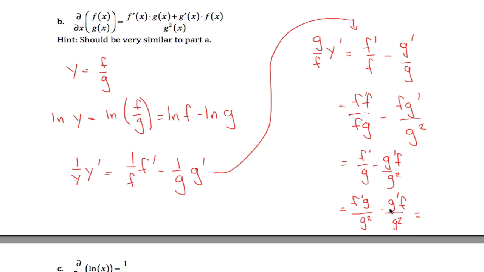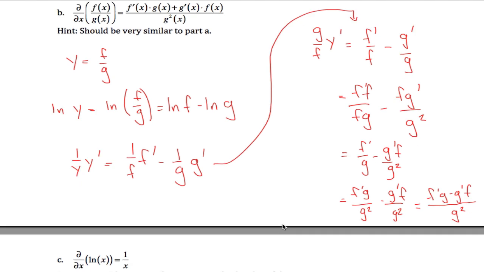So you get to here, and we can now write this as the quotient rule. The quotient rule says the derivative of f divided by g is f prime g minus g prime f all over g squared. And so we've managed to prove the quotient rule.